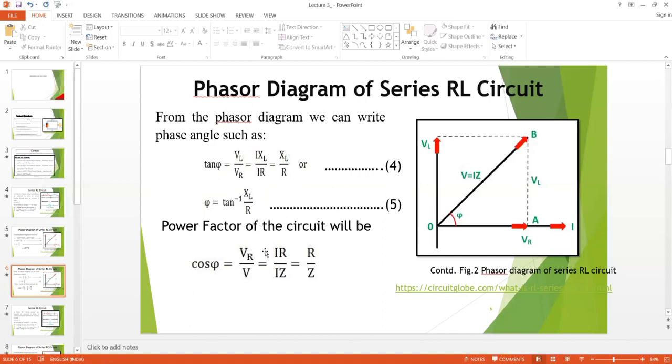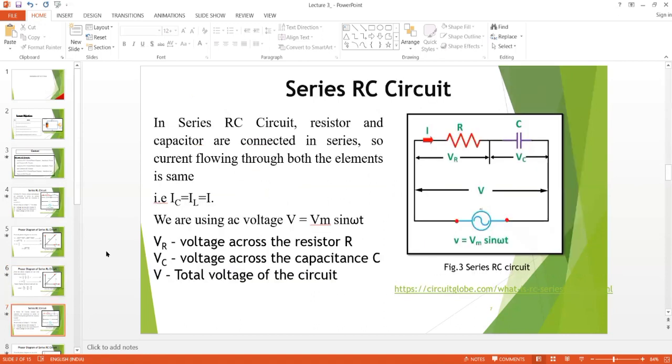But if you want to calculate the power factor, again very, very important, cos phi is nothing but base upon hypotenuse. What is base? IR. What is hypotenuse? IZ. So it would be IR upon IZ, you cancel I, that is R upon Z. So these three formulas are very, very important whenever any kind of numerical is involved for the RL circuits. Let's move to RC circuits.